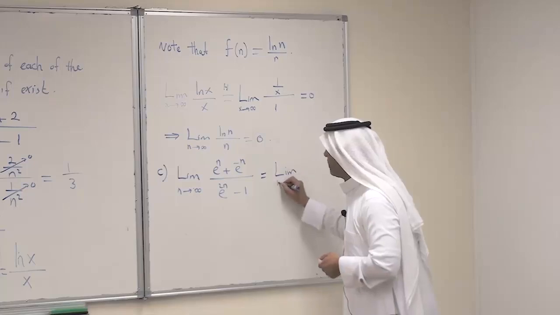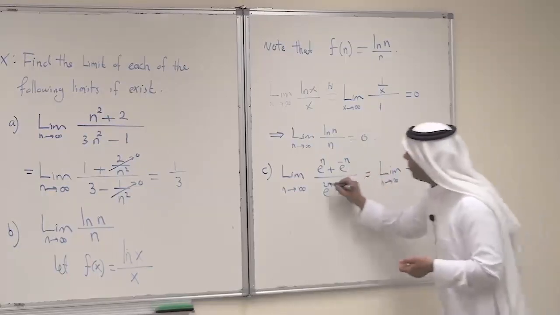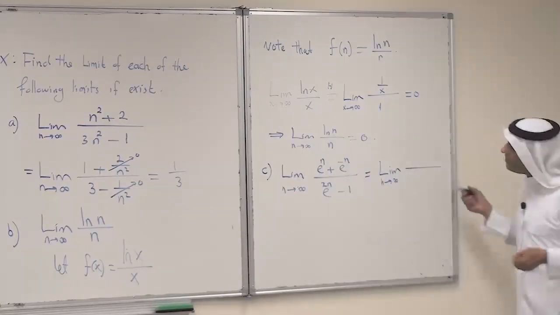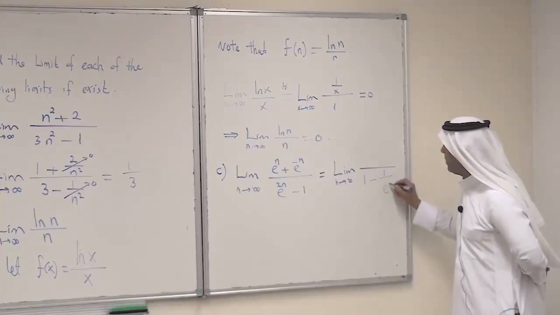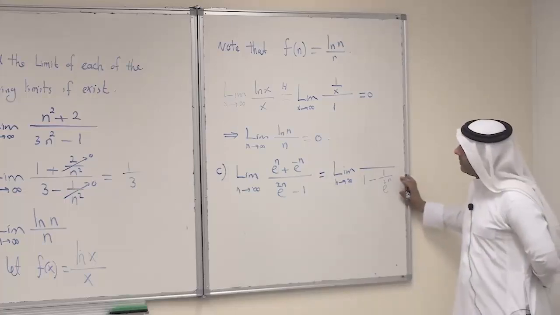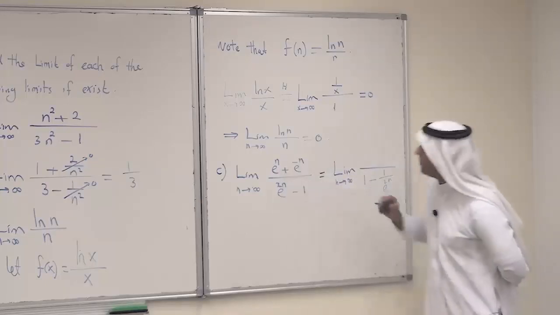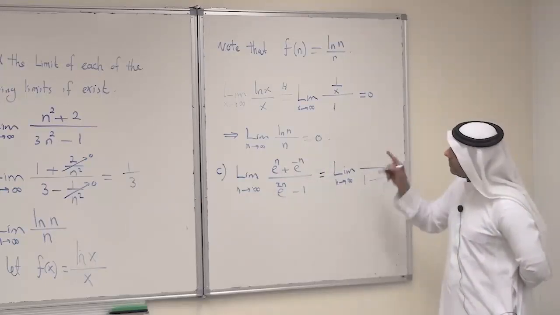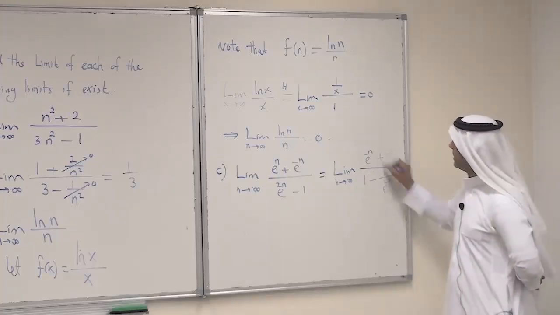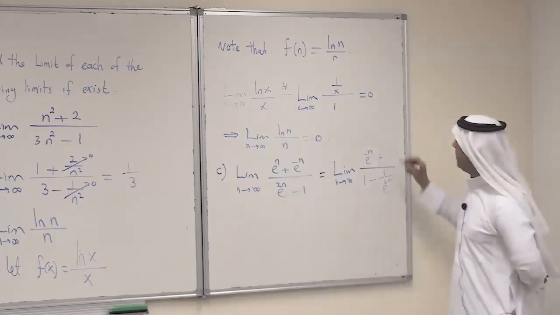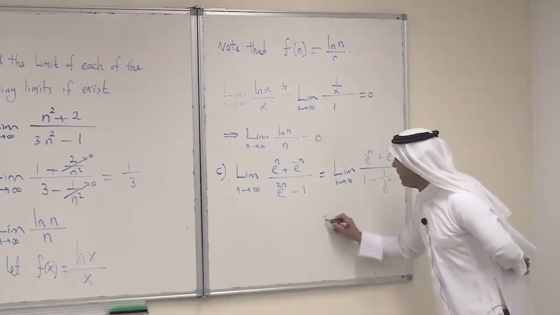What I will do for this specific exercise is divide by the more significant term in the denominator, which is e to the power 2n. If I divide by it, I will have here 1 minus 1 over e to the power 2n. Then in the numerator, if I divide by e to the power 2n, I have e to the n divided by e to the power 2n, that is e to the power minus n, plus e to the power minus 3n. Fine.